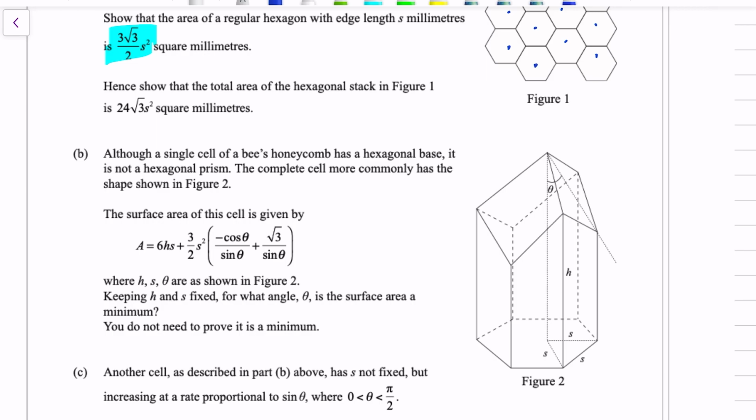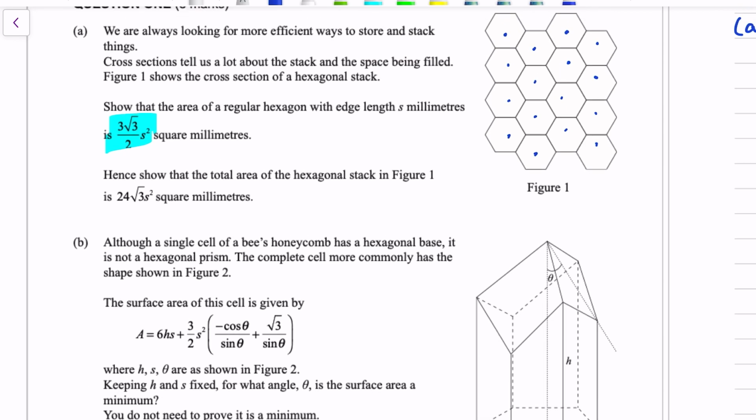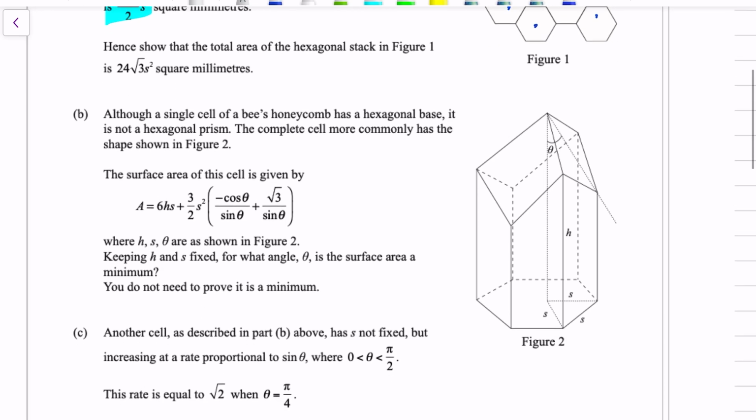But we are told that H is the height of the honeycomb, S is still the side length. Oh, they tell us down there that it's an equilateral triangle, which interestingly we used in the first part without it telling us. So you can see there, S, there's an equilateral triangle there, and it doesn't tell us that the base is a regular hexagon, but we're given the surface area formula, so we don't need to know that.